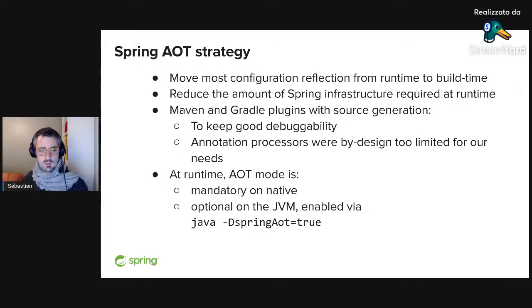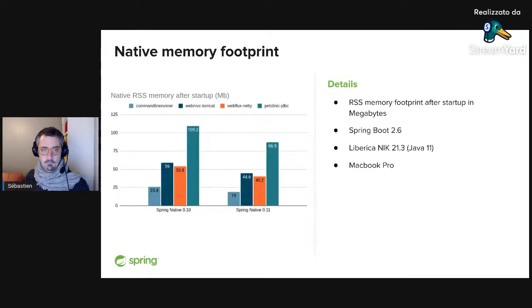And at runtime, the AOT mode is a different mode because that's a different behavior. It's mandatory for native because native is all about ahead of time evaluation of a lot of things. So it's by design mandatory for native and optional on the JVM. So you have a flag that can be used to trigger the AOT mode or just run the regular one. That also allows you to compare both modes pretty easily.